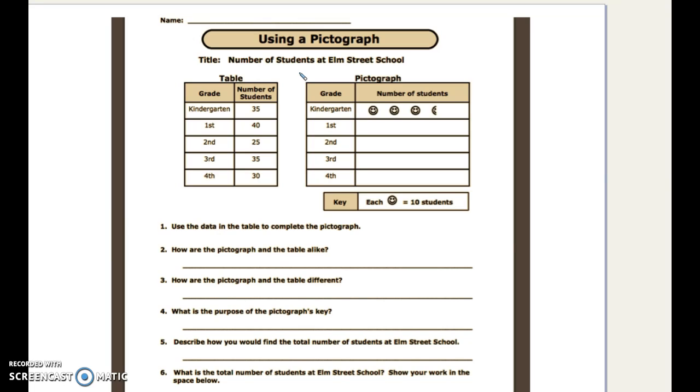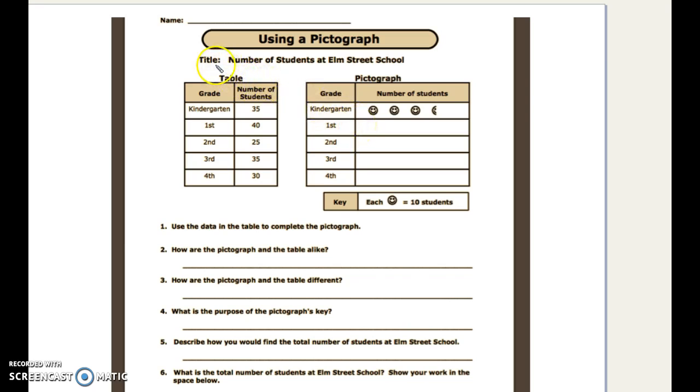So, looking at this pictograph, it's got lots of information on it. It's kind of like looking at a map. We've got the key down here. We have the pictures and we have a table. So the directions want us to use the data in the table, here's our table, to complete the pictograph, okay?